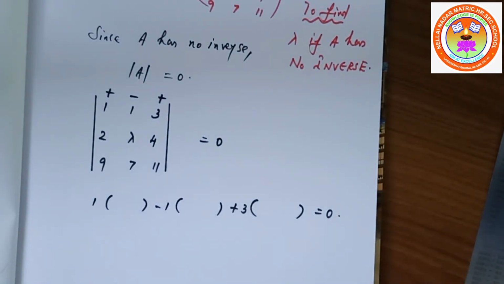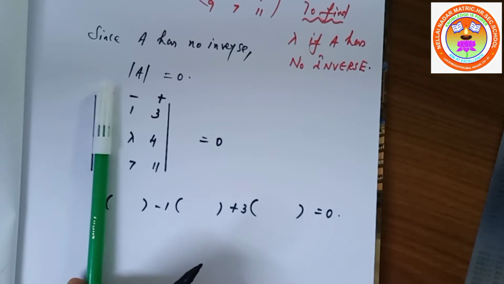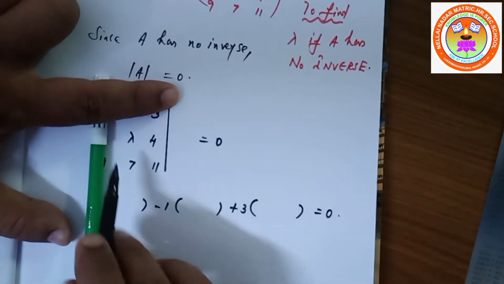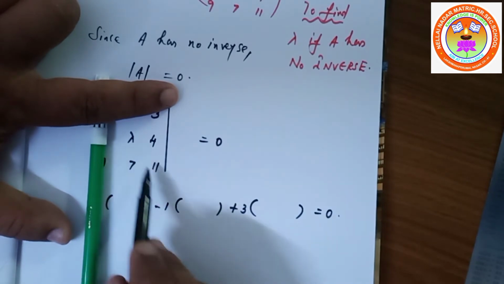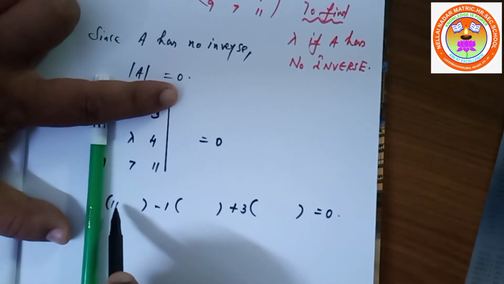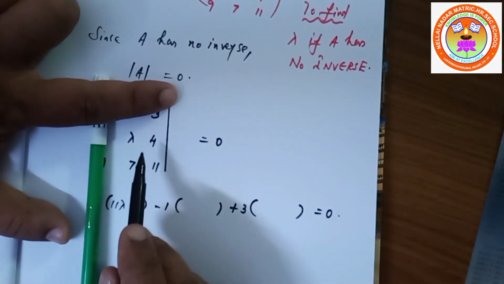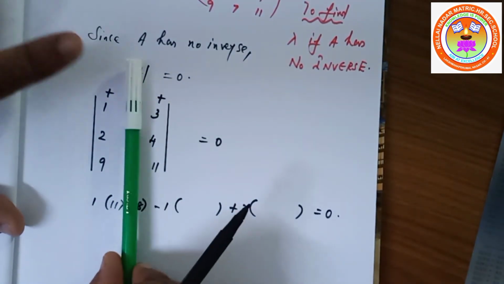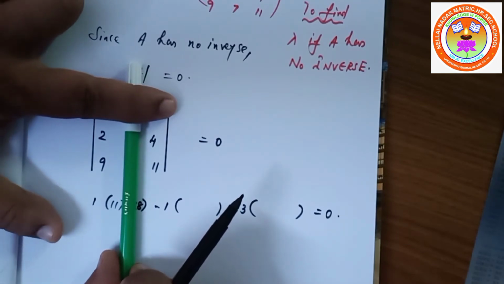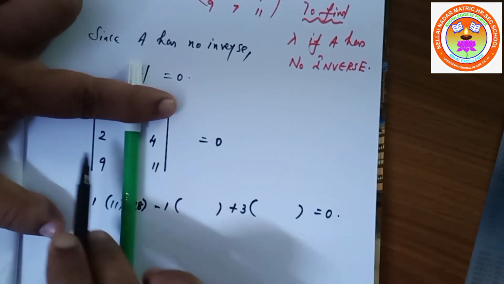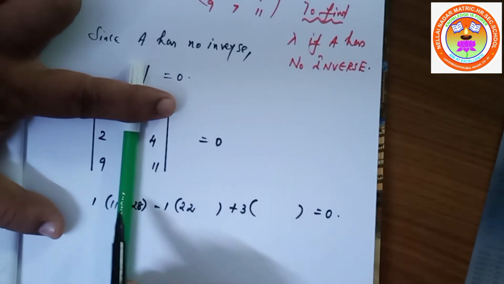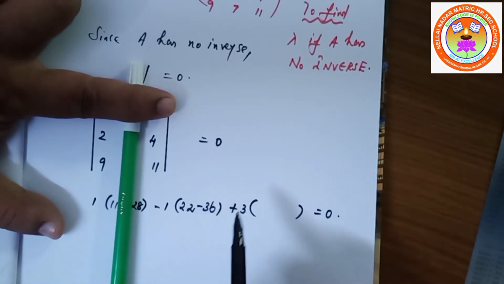See, the element 1 is in the first column and first row. Leave off these two, and you'll get these 4 elements. You can straightaway write 11 into lambda, that is 11 lambda, and 7 fours are 28, becomes minus 28. Like that, leave out the second column and first row. These 4 elements will be there. You have to multiply these two: 2 into 11 is 22, and 9 fours are 36, becomes minus 36.